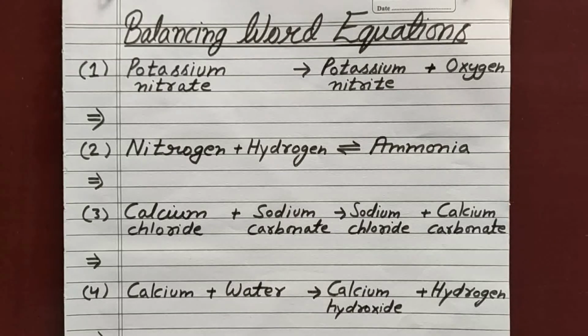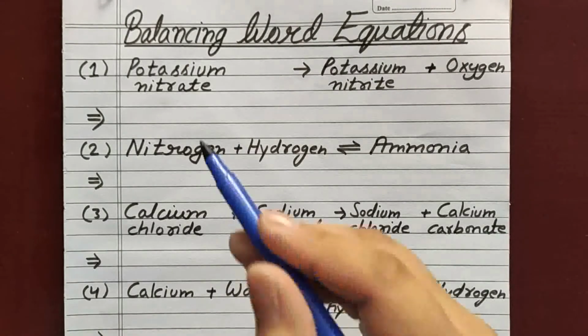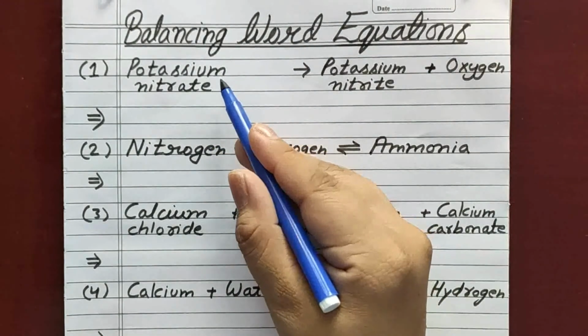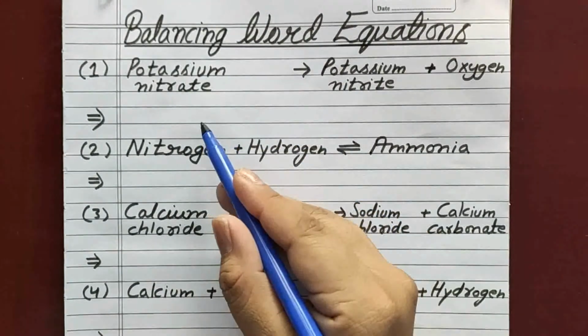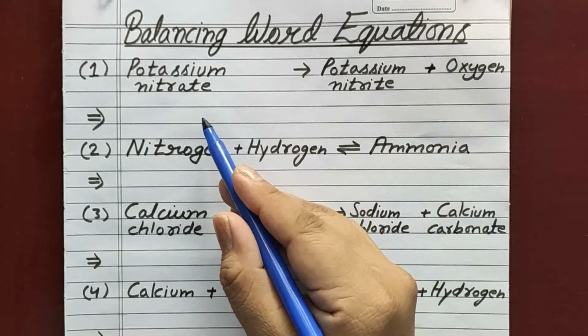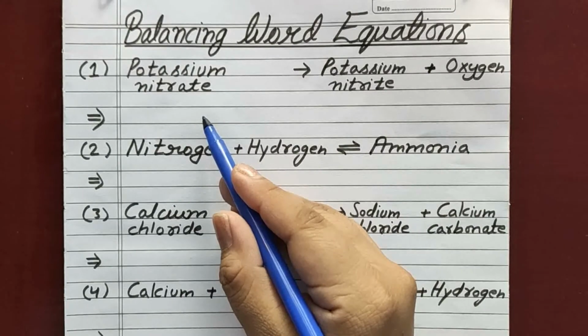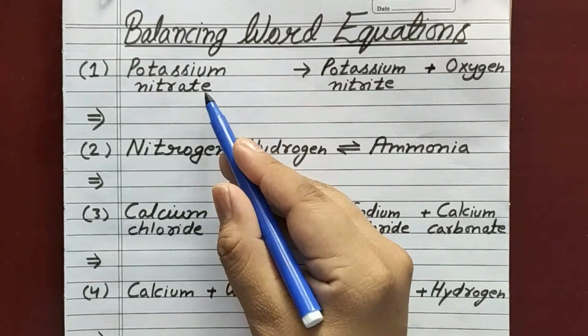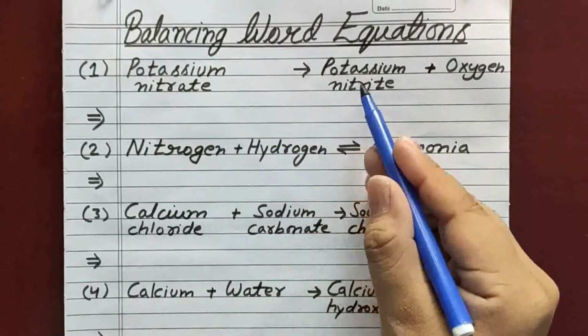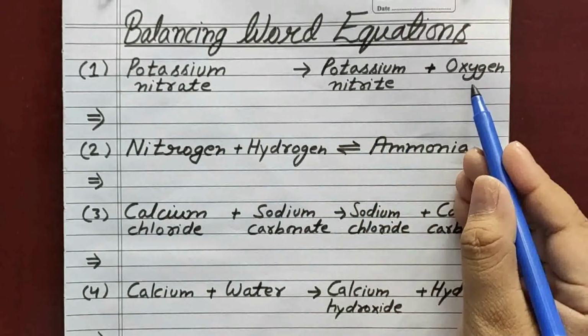Hello students, in this video we are going to cover balancing of word equations. First of all, we have to convert the word equation into a normal equation, into a normal reaction, and then we have to balance that. First equation is potassium nitrate giving out potassium nitrite and oxygen.